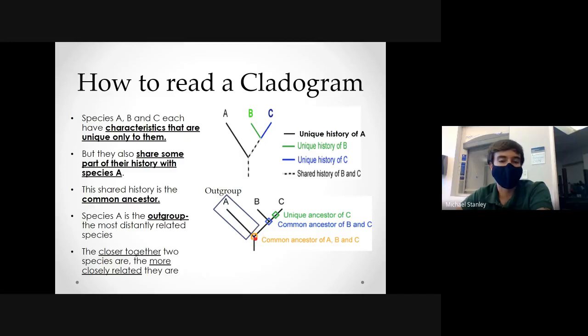So for example, here in this orange box, we have the common ancestor of A, B, and C, but then one group split off to become eventually A, and another group split off to become eventually the common ancestor of B and C, which then split into 2 different species. So B and C are more closely related to each other than they are to species A.